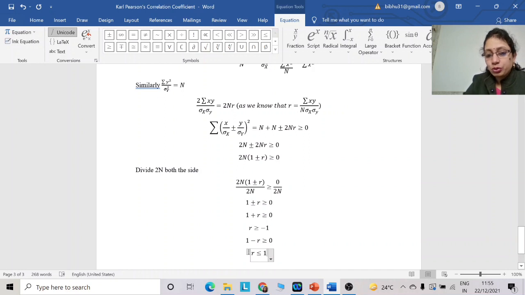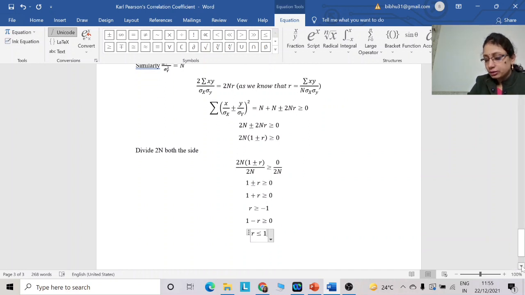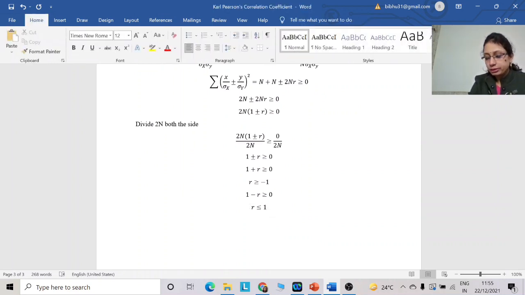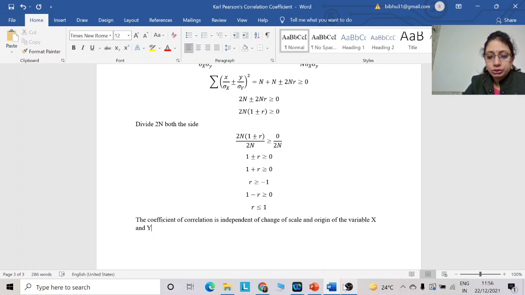So this is the first proof, and the next proof will prove that the coefficient of correlation is independent of change of scale and origin of the variable x and y. So now we'll prove this one.